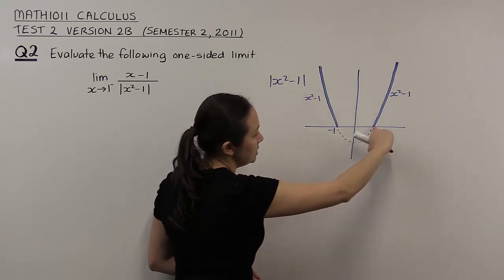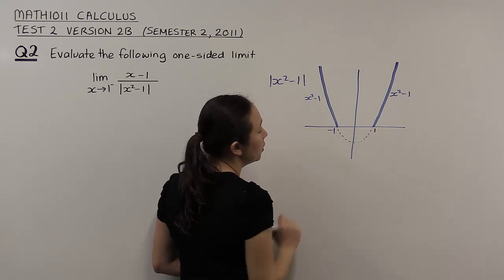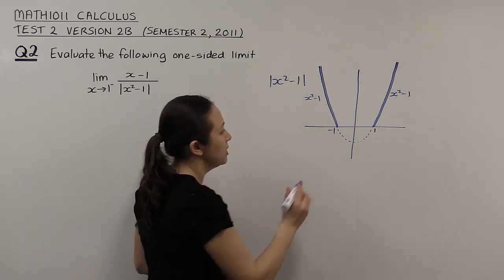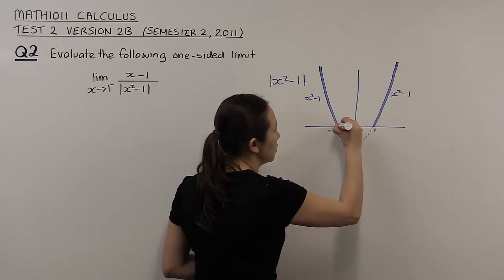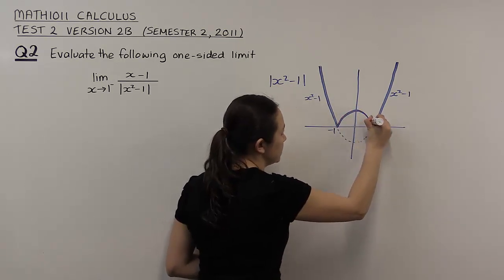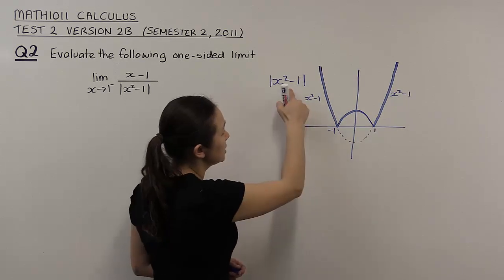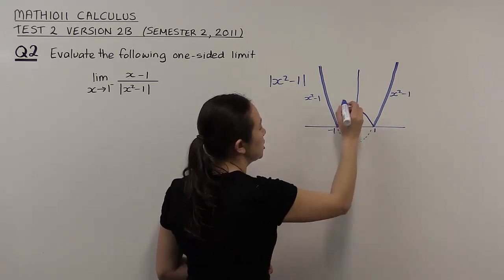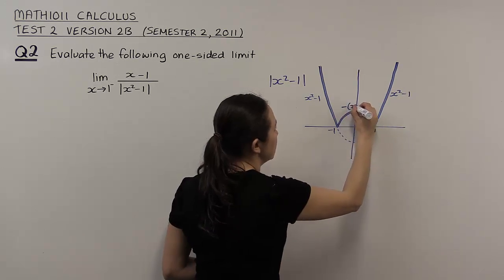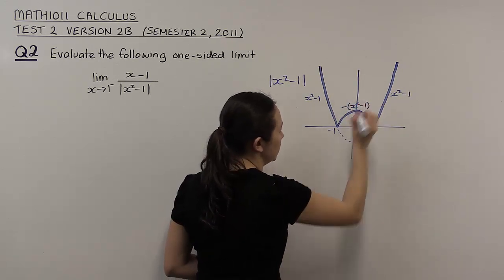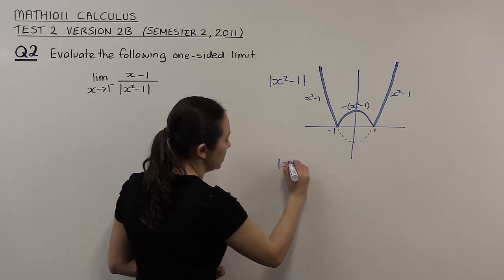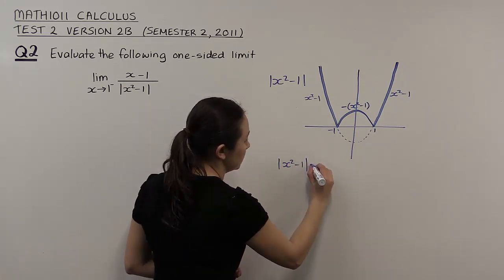However, this section between minus 1 and 1, x squared minus 1 is negative. So I need to multiply that by minus 1, or on a graph I would reflect that to sketch the absolute value. So the equation of this branch is minus outside of x squared minus 1. Okay, so the absolute value of x squared minus 1 is really a piecewise function.